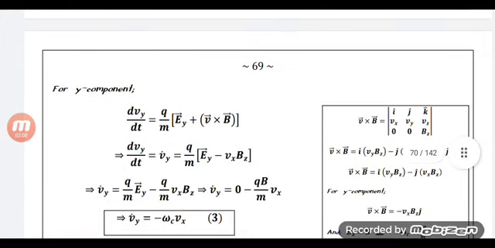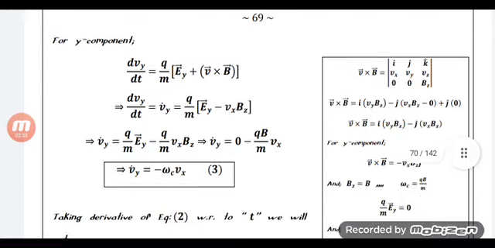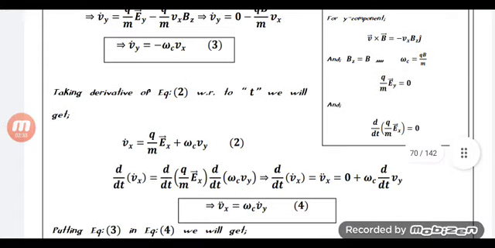For the y component, dvy over dt is equal to q over m (Ey plus (V cross B)y). Dvy over dt is equal to q over m Ey minus vx Bz, which is equal to 0 minus qB over m vx. So dvy over dt is equal to minus omega c vx. Equation 3.